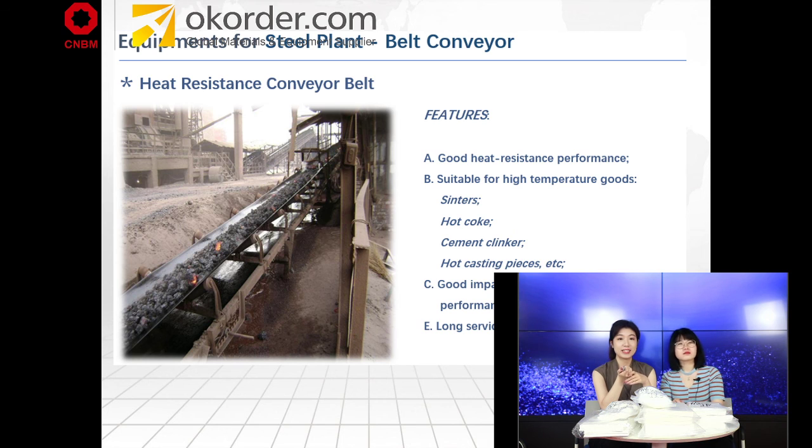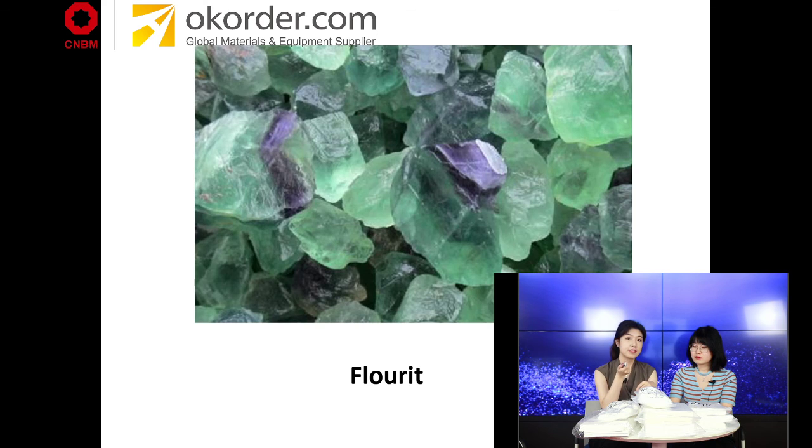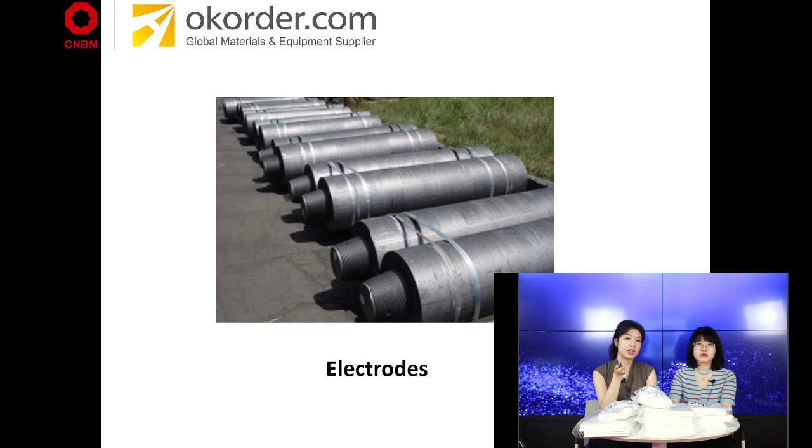Okay, so this is heat resistance conveyor belt. And this is anthracite carbon. And this is fluorite. And it is electrodes. One thing I have to mention is that, as we all know, the price of electrodes fluctuates every day. So if you want to know the current price for the electrode, you have to ask your supplier in time, because it changes every day.